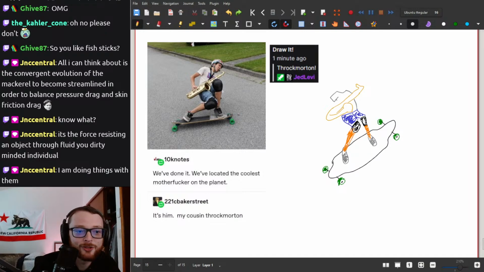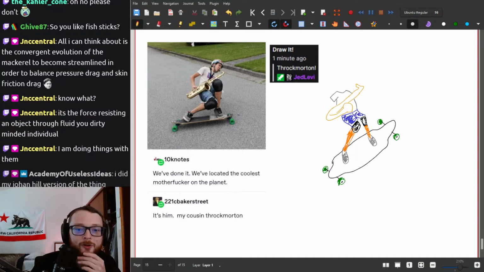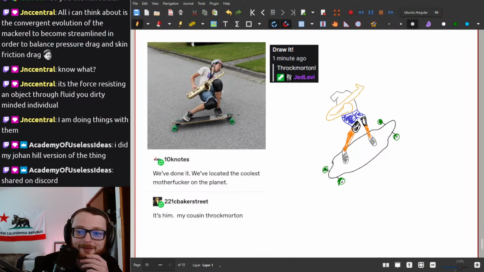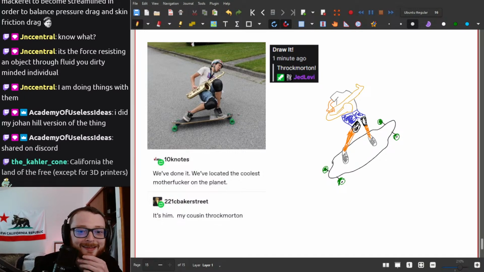I made him a little pudgier. I was about to do him dirty there. He looks kind of pudgy. Oh well. Throckmorton lives life to the fullest. He doesn't have time to be on a diet. I think his thumbs go the wrong way too, or at least the one thumb we can see is going the wrong way. But it's okay.